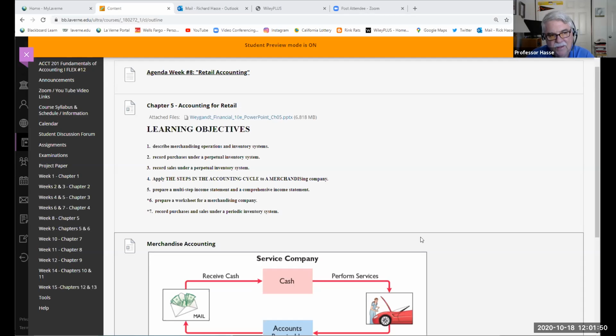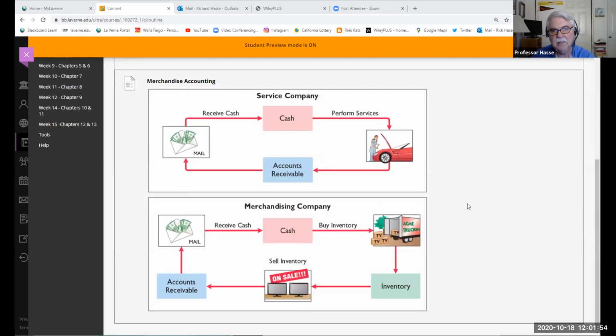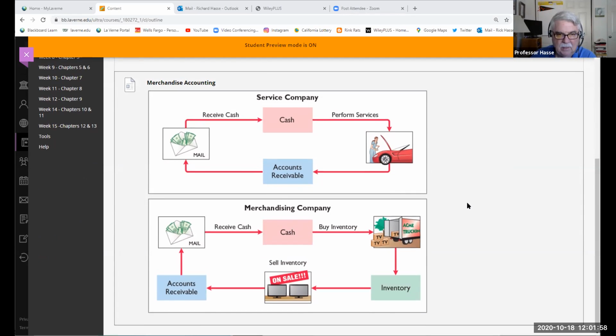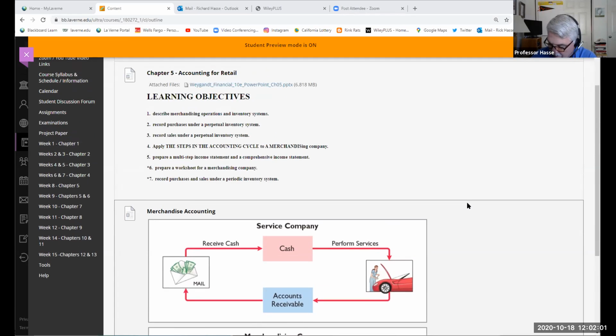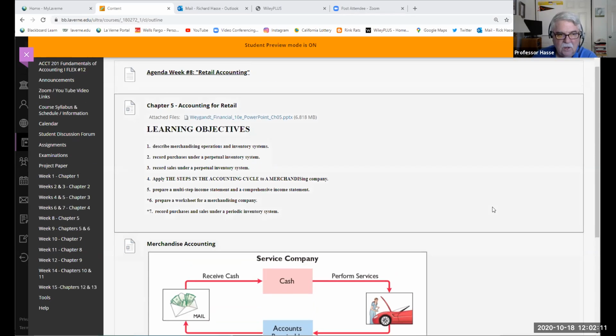In week number eight, chapter five, there's a description of merchandising accounting, how the flow works that we just talked about in this video, and we'll review it in our problems from questions 1 to 10 on page 247 and problem 51A on page 255. We'll review that this week in class. Also, we'll take a look at examination number one, review that, and the midterm grades will be posted this week.